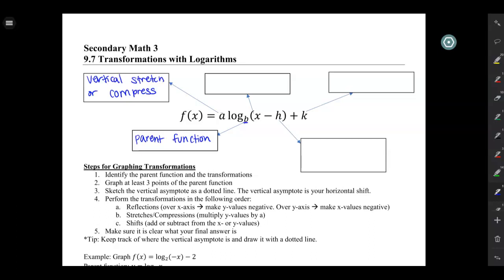The next thing you're going to see is your x value. If your x value is negative, that means it's going to reflect the graph. If that x is negative, you're going to reflect it over the y-axis. That means you're going to flip it left and right. I'll write that down there.